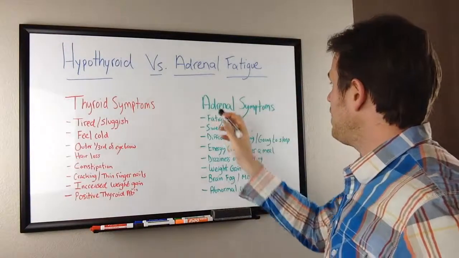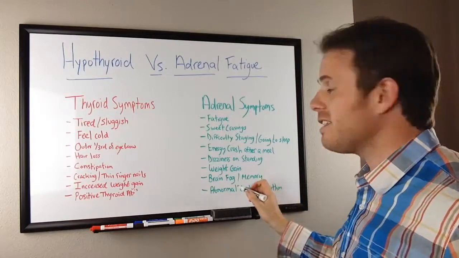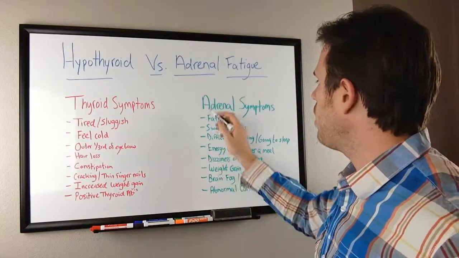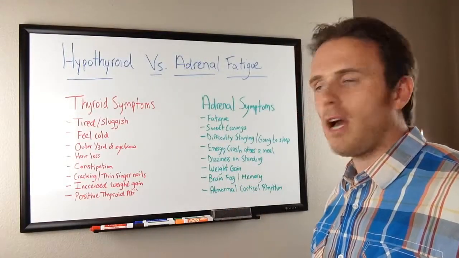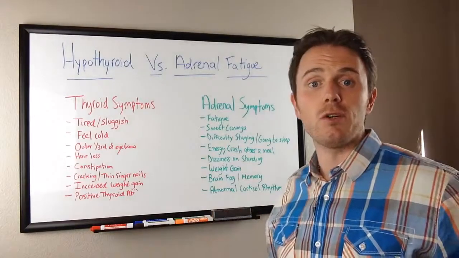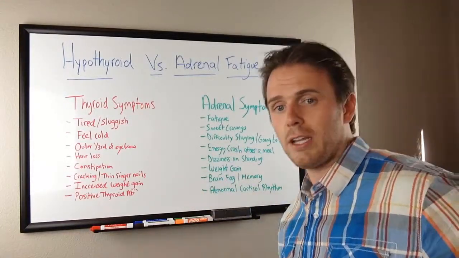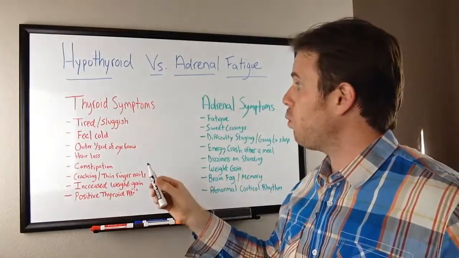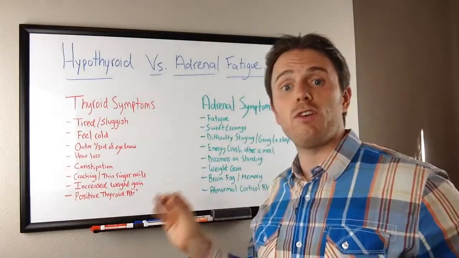So take a look at the adrenal symptoms here. If you have an abnormal cortisol rhythm test, give yourself +5 points, and then give yourself +1 for anything else. If you have 5 or more points, I would consider you having an adrenal issue. So this gives everyone a chance to look at their symptoms and kind of track them back up to their system dysfunction. 5 or more on the thyroid, that's going to be a thyroid issue. 5 or more on the adrenal, that's going to be an adrenal issue.